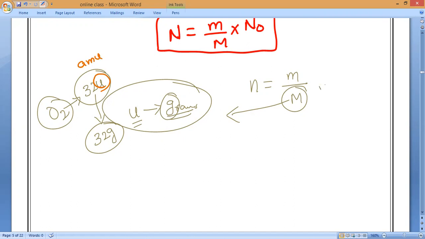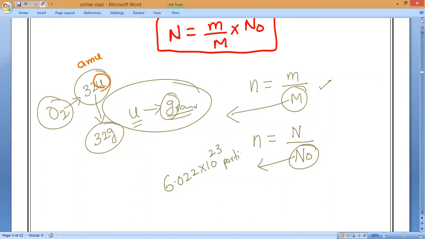So this is the first formula. Second formula: n is equal to given number of particles divided by Avogadro number. What is the Avogadro number value? Kaushik, Arun, Gokul? 6.022 into 10 power 23 particles. That is called the Avogadro number.